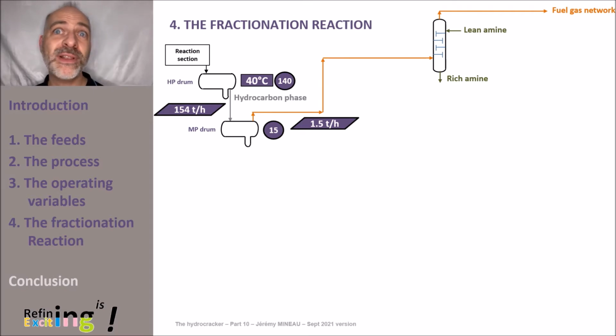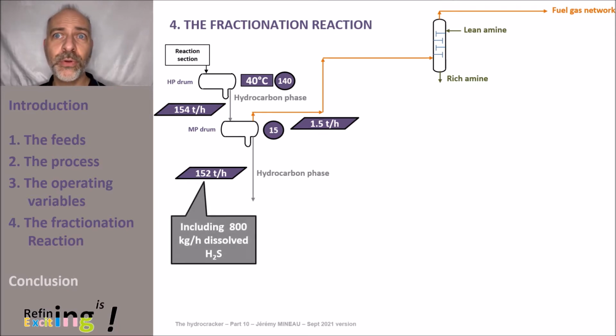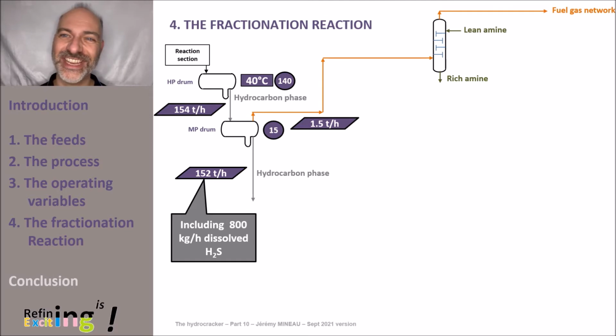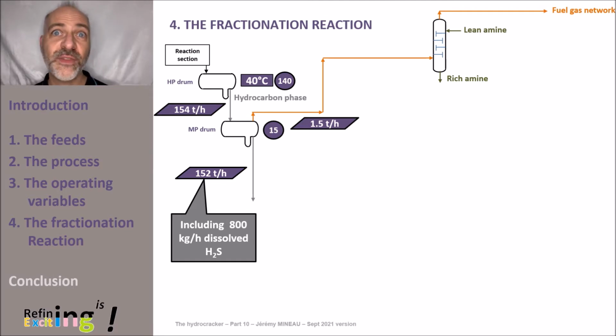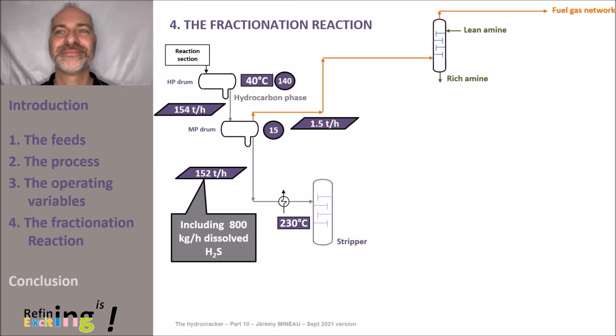Then, there are several possible schemes to split the liquid from the MP drum. In our case, we will consider the installation of a stripper to remove at first H2S and gases, as well as part of the gasoline. The liquid is therefore preheated with the calories that had not been taken from the reactor effluent to about 230 degrees C. It then enters the stripper.